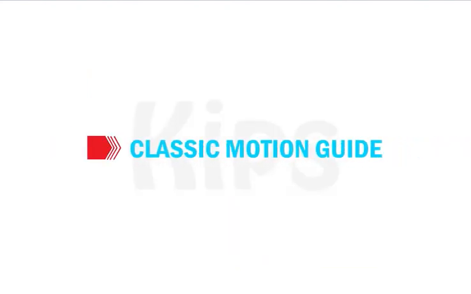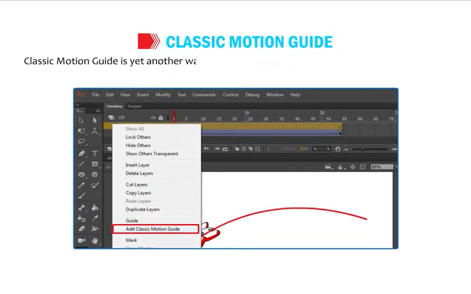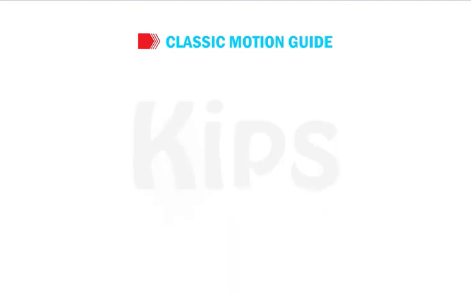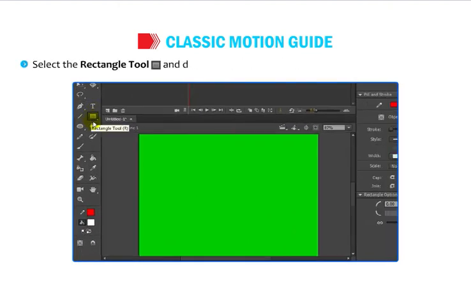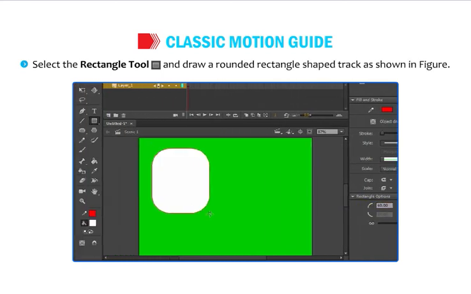Now let's find out about the Classic Motion Guide. Classic Motion Guide is yet another way to create a motion guide that defines a random path which the object should follow while in motion. To make use of this option, select the Rectangle tool and draw a rounded rectangle-shaped track as shown in figure.